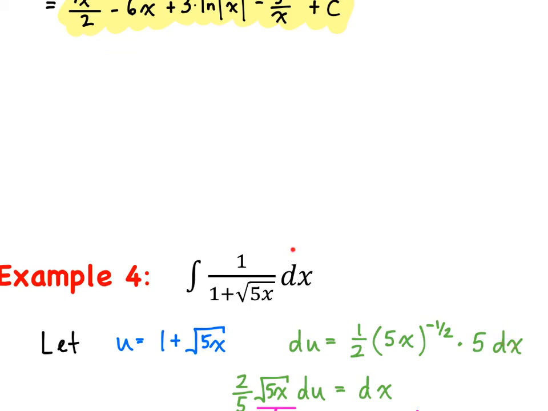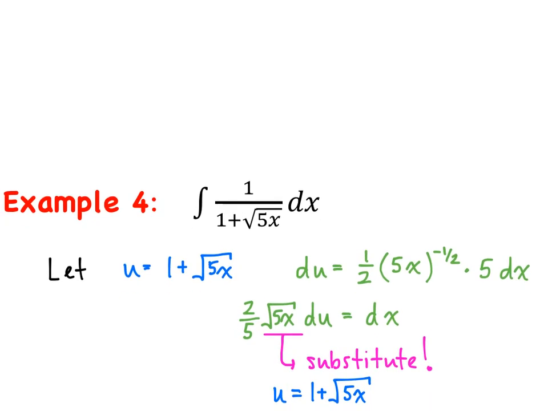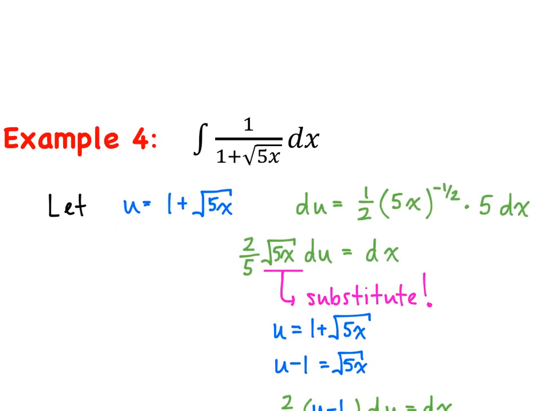Okay, so if we get dx by itself, because that's what we need over here, we only have 1 times dx. So we need dx all by itself. And if we do that, we have 2/5 times the square root of 5x du equals dx. But this lends to a problem because we need this in terms of u, not x. So what we need to do is we need to make a substitution. So we know that u is equal to 1 plus the square root of 5x. So what we need to do is we need to solve for what the square root of 5x is equal to, so it's in terms of u.